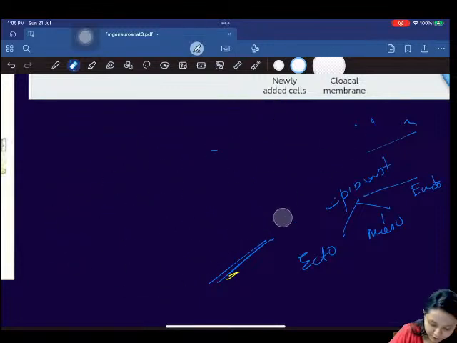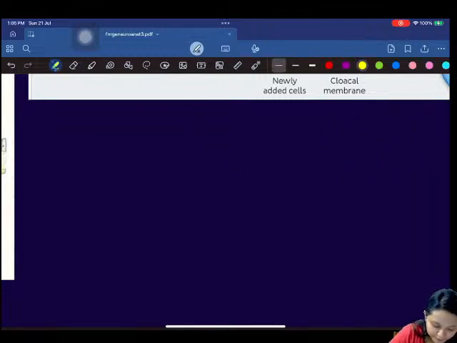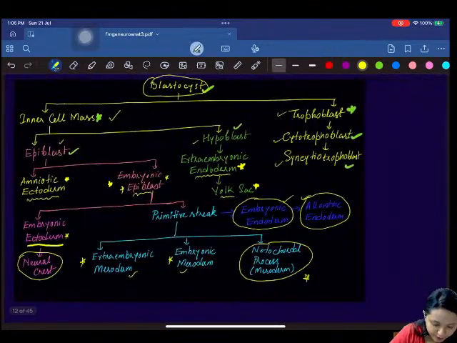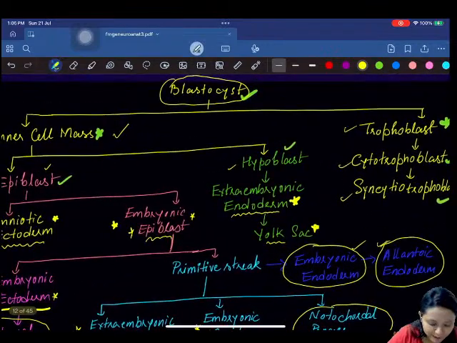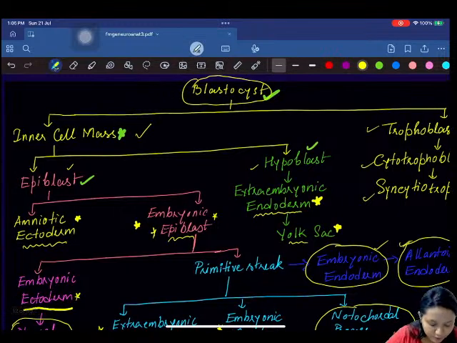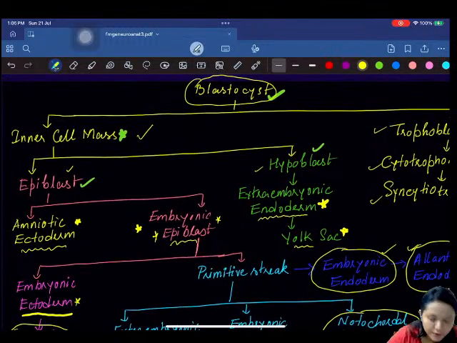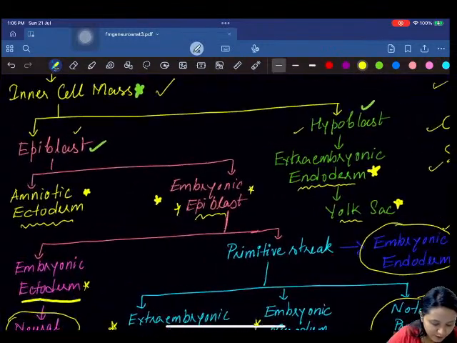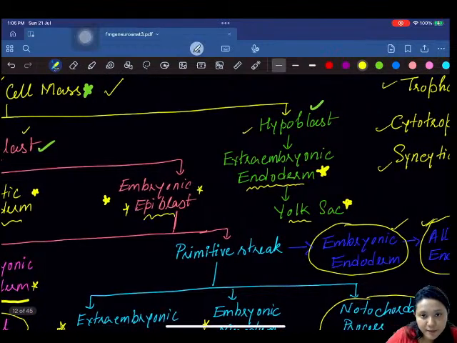Now one more question I want to ask. Wait, first let us see this chart, which I have made by seeing all the books. What I understood from Langman. I'm mostly following the Langman book for embryology, so Langman has all the correct things written there. You have the blastocyst, with the inner cell mass and the trophoblast. The inner cell mass I have divided into the epiblast, which has the embryonic epiblast and the amniotic ectoderm, and the hypoblast, which gives rise to your extra embryonic endoderm.